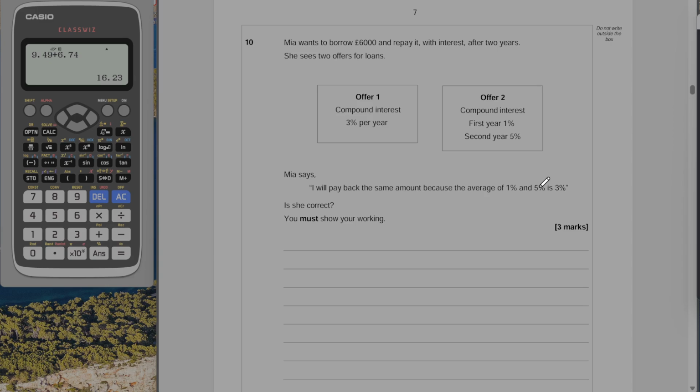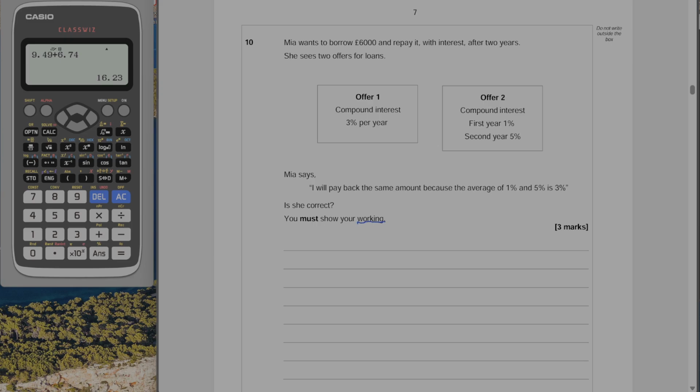Right, question 10. Mia wants to borrow £6,000 and repay it with interest after 2 years. She sees two loan offers. Offer 1, compound interest at 3% per year. Offer 2, compound interest, first year 1%, second year 5%. Mia says, I will pay back the same amount because the average of 1 and 5 is 3. Is she correct? You must show your working.